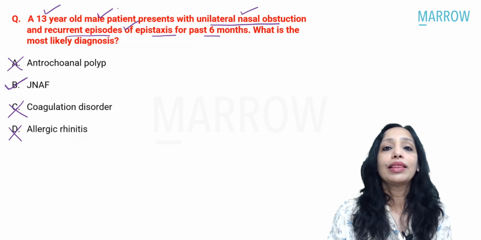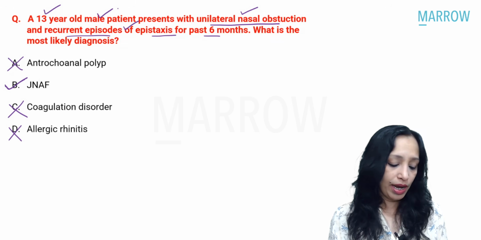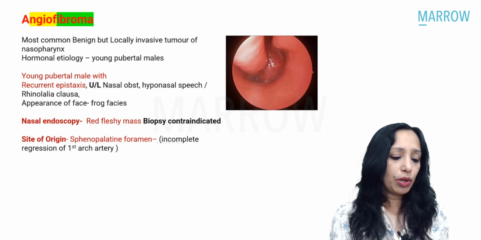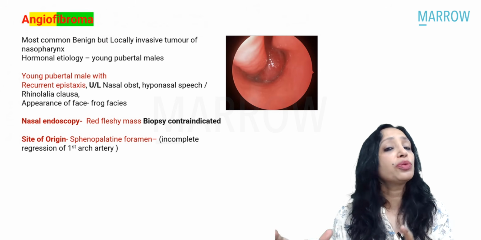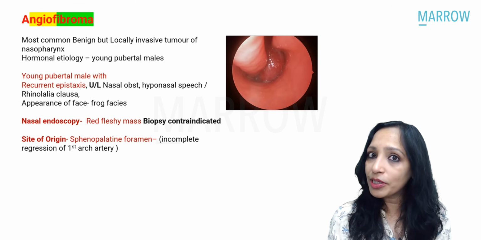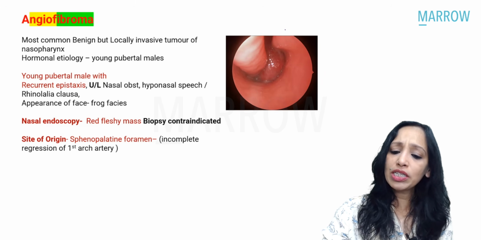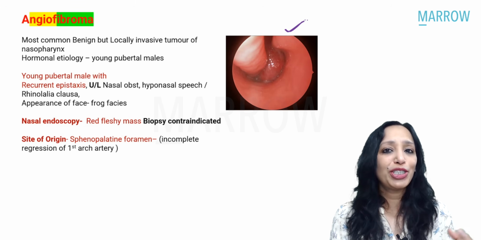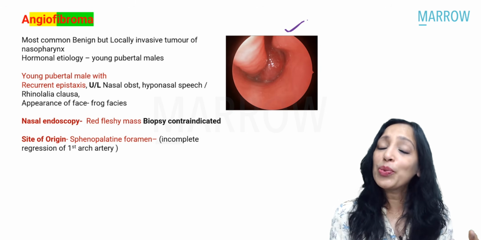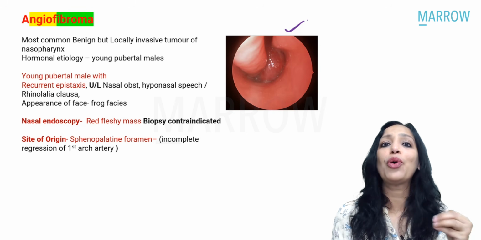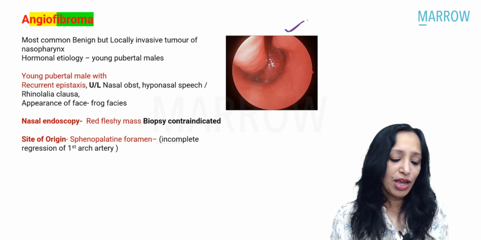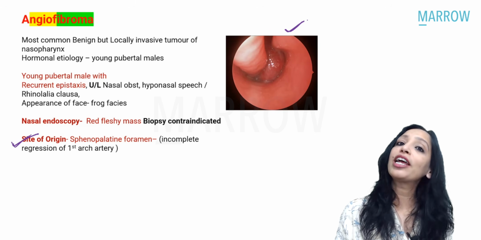And again, this has been consecutively the third time that this question of angiofibroma was asked in your exam. Previously, this presentation was given: a young male with unilateral nasal obstruction with recurrent episodes of epistaxis, and this picture was given. The endoscopy shows a red fleshy mass and the CECT shows an enhancing mass. What was asked was, what is the site of origin of this tumor? So it is understood that you have made the diagnosis of angiofibroma. So yes, the site of origin is the sphenopalatine foramen.